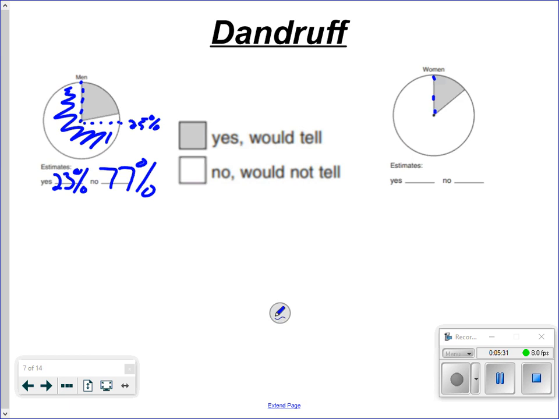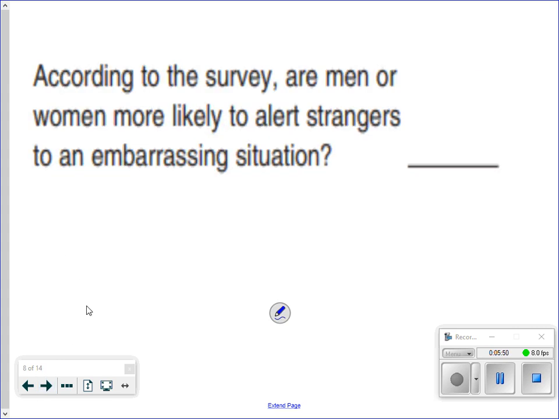Same thing with the women over here. This is a 25%. Looks like here we're about 12%. Kind of took a ballpark halfway between the 25%. 12% would say yes. That means 88% would say no. How did I get the 88%? 100 minus 12. According to the survey, are men or women more likely to alert strangers if they're embarrassing?